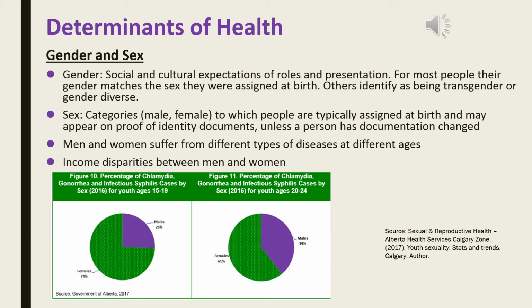Sex is an important determinant of health as well. Males and females suffer from different diseases at different ages. Females tend to have higher rates of STBBIs compared to males. And possible reasons for this may be the anatomy of females make them more prone to infections. So, for example, having a shorter urethra, or females typically tend to get tested more often than males.